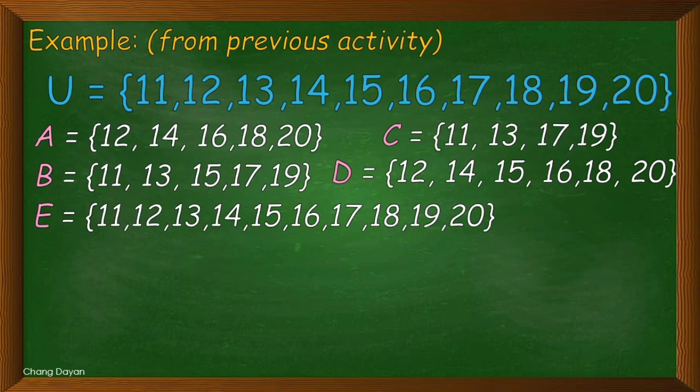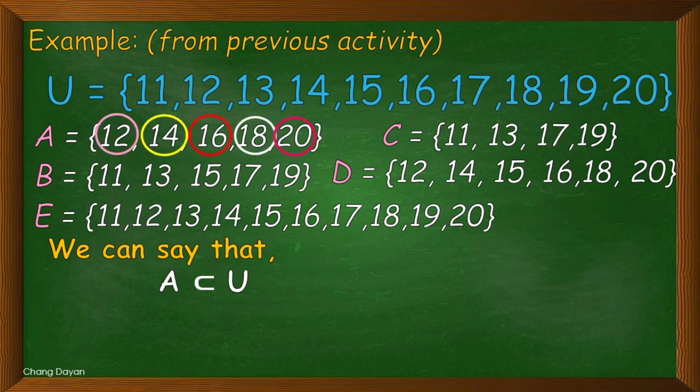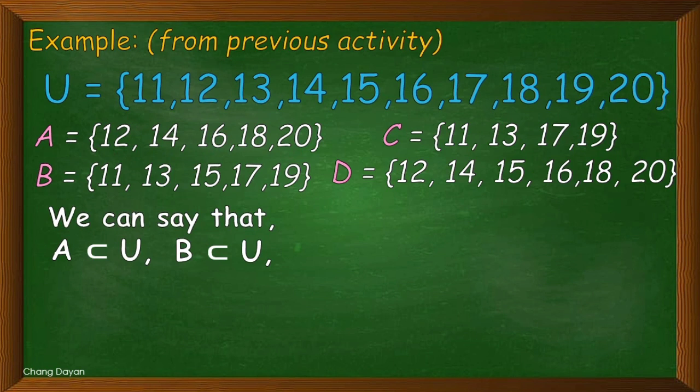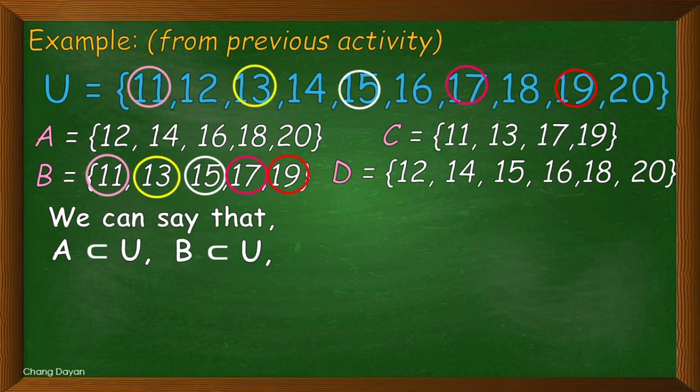Let us have an example from our previous activity. So we can say that A is a proper subset of set U. So meaning, lahat ng elements ni A makikita kay universal set. Pero may mga elements si set U na wala kay set A. Next, B is a proper subset of U, meaning lahat ng elements ni B ay makikita kay universal set, pero may mga elements si universal set na hindi makikita sa ating set B.